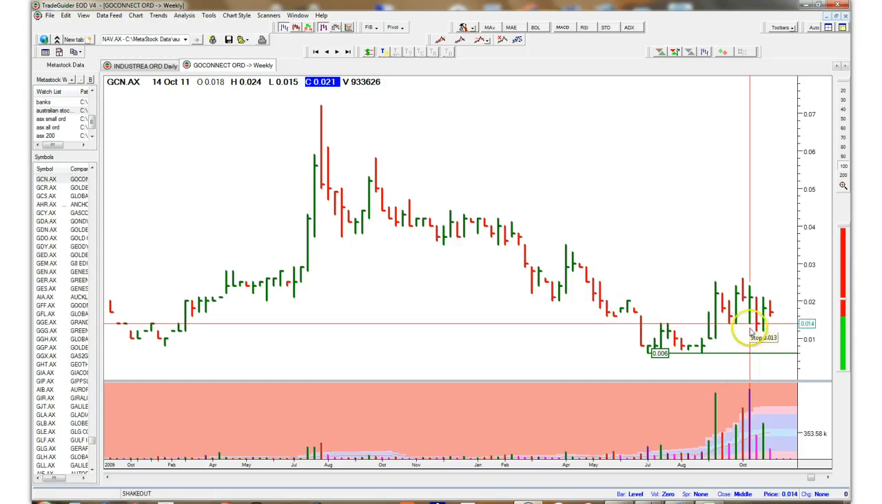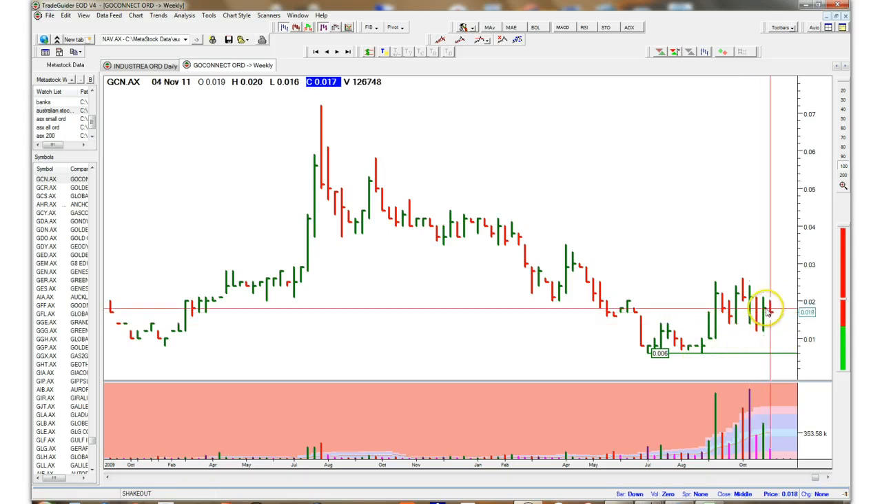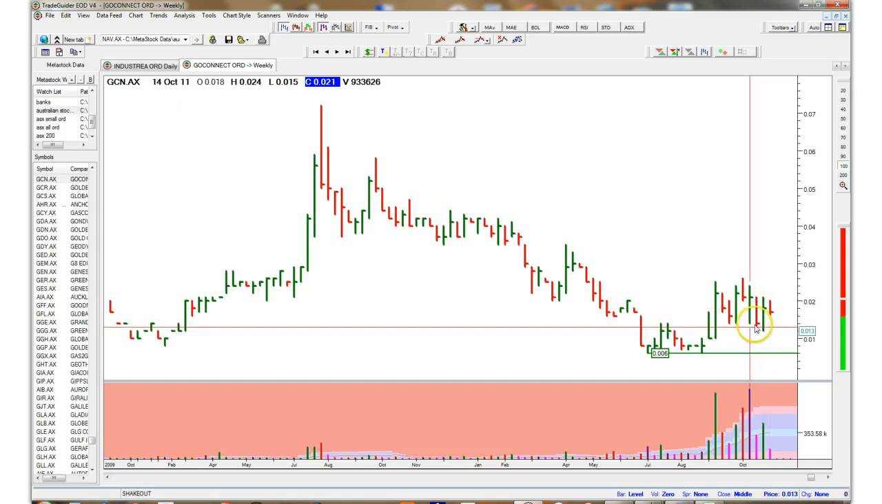And I would like to see the low of this highest volume bar here hold at the 1.4 cents. So we can come back down into there and test properly, because that's sort of a test, but it's sort of a no demand, so it's not really giving us a clue as to direction.